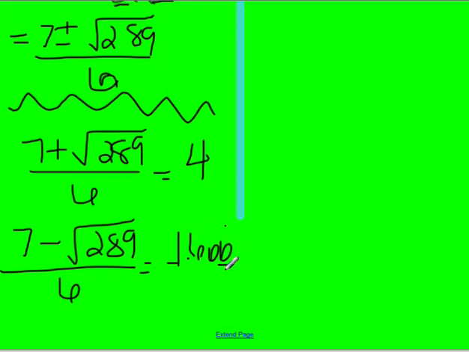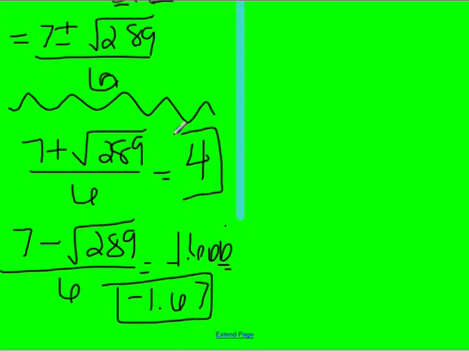So we look at the third decimal place and that's a 6. That's greater than 5, so we need to round the second number up. So our second answer is -1.67 and our first answer is 4.